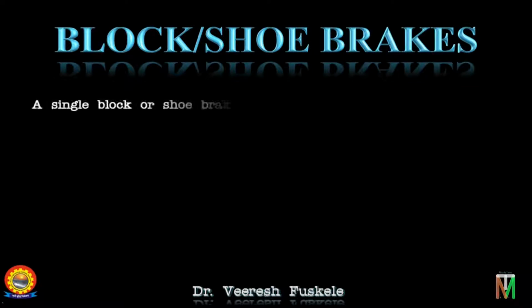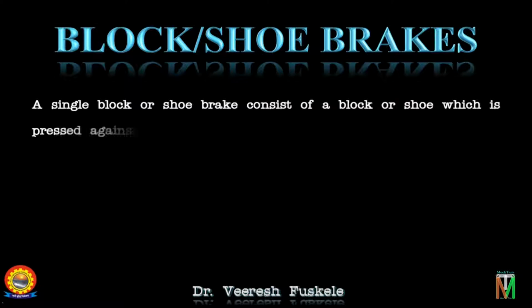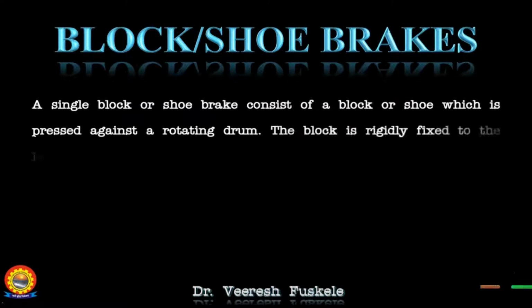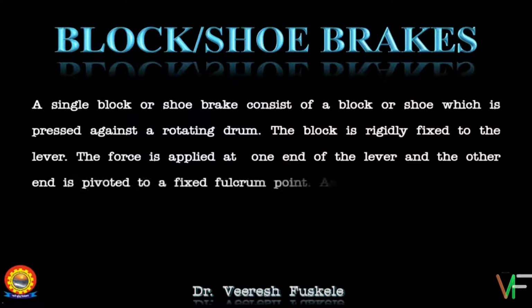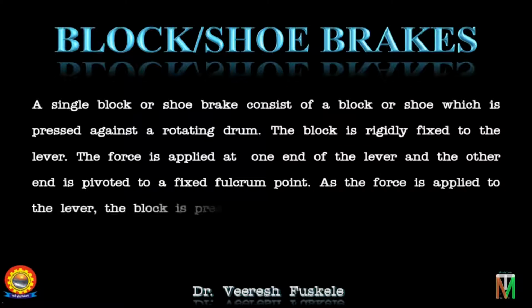A single block brake or shoe brake consists of a block or a shoe which is pressed against a rotating drum. The block is rigidly fixed to the lever and the force is applied at one end of the lever and the other end is pivoted to a fixed fulcrum. As the force is applied to the lever, the block is pressed against the rotating drum and the brake is applied. So let's see how this is working.